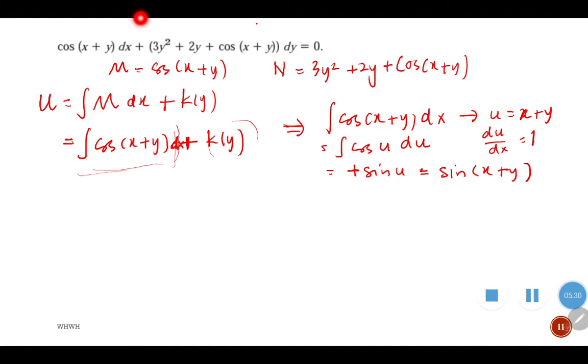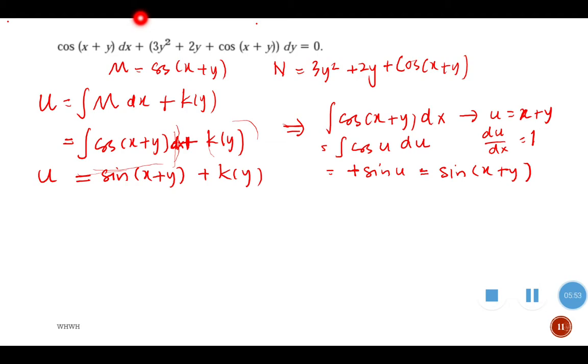Alright, done. So maknanya kita punya u kat sini adalah sin(x + y) plus k(y). So this is our u. Clear? The first step, we identify the formula that we want to use, which for now, I'm using integration of M dx plus k(y).